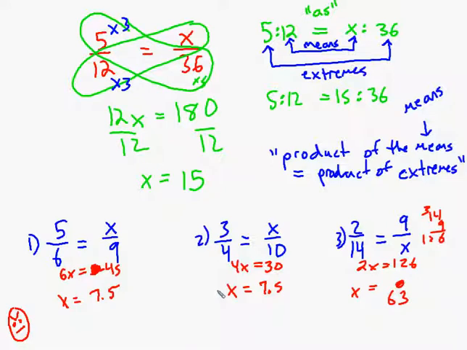Any questions on those? Going once? Did you do it the fraction? I cross multiply. Oh, this would be 15 halves. This would be 30 over 4, which reduces to 15 halves. And that one's 63. All right. Any questions on proportion?